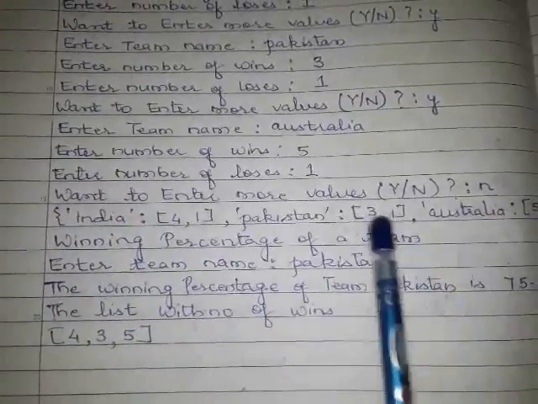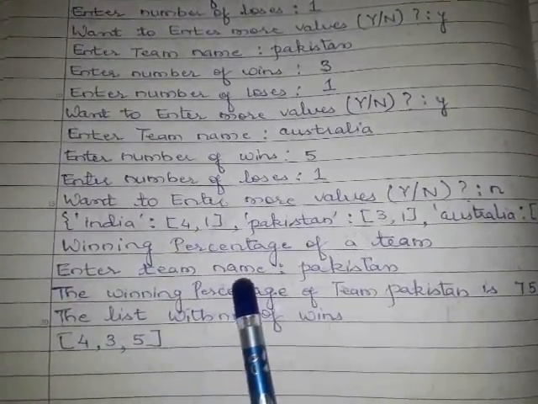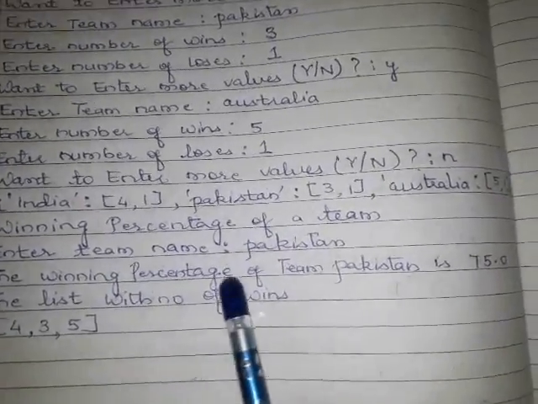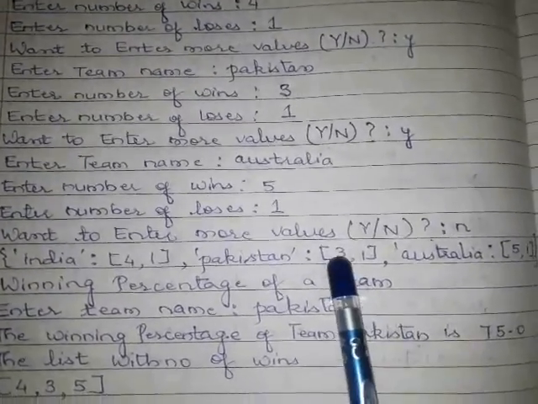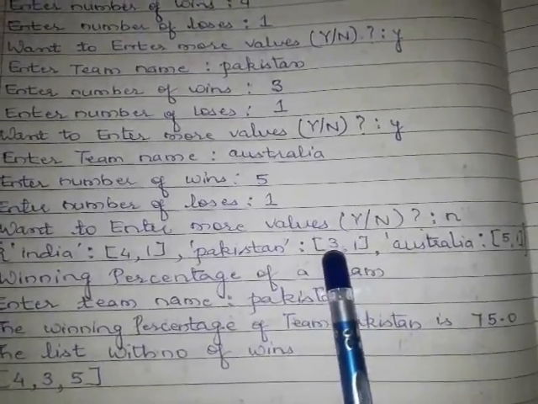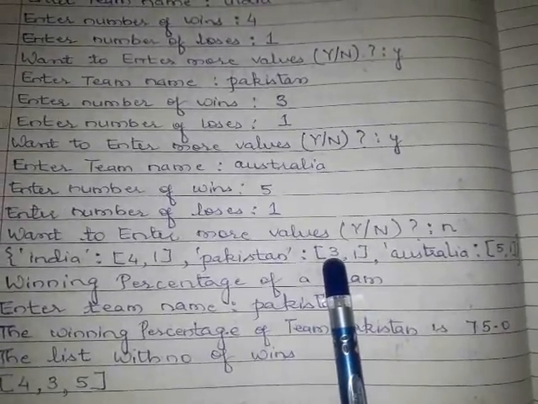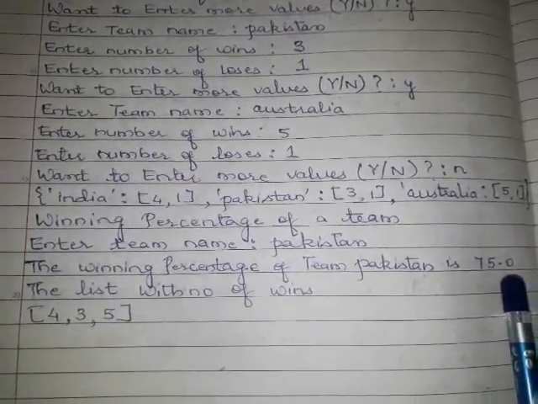The winning percentage of a team we have to calculate. So the user has to give the name: enter the team name. The user has given Pakistan. So our program will calculate that the winning percentage of the team Pakistan is 75%. Now look at Pakistan: total matches are 3 plus 1, 4 matches, and the number of wins is 3. So 3 out of 4 means 75% winning for Pakistan.